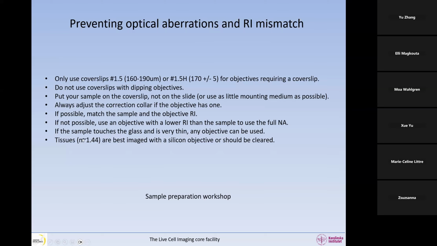Tissues are highly variable, but we can say about 1.44 refractive index. But clearly it's varied and it's heterogeneous. So mostly if you have a tissue section, an objective that is silicone or glycerol is best. And it is clearly very best if you clear your tissues. We will talk about clearing later in the course on Monday.